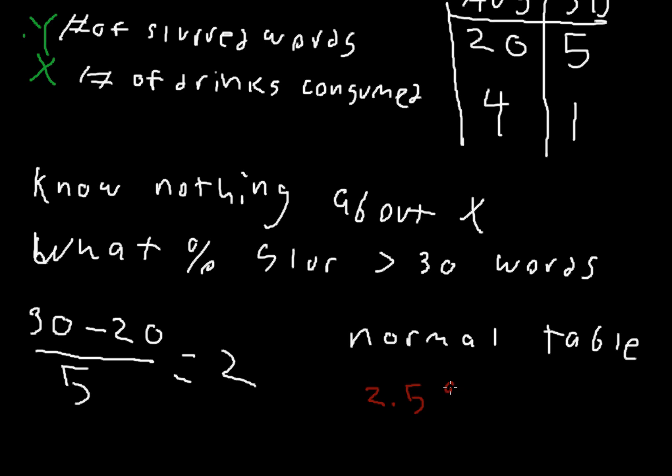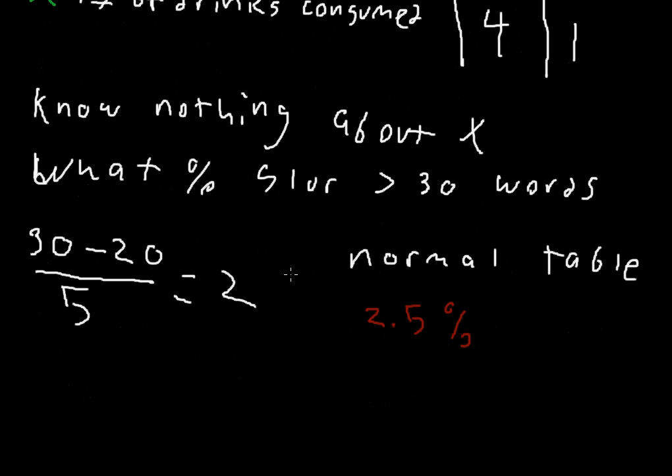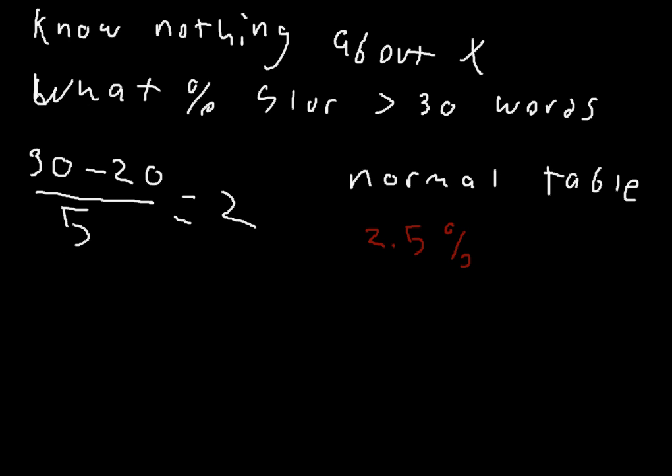2.5%. But now we do know something about x. We know that the average is 4 and the standard deviation is 1. But we need to know one more thing to actually use it in predicting y. We have to know r, the correlation between these two things. So suppose r is 0.6. Well, now we can do something with this.